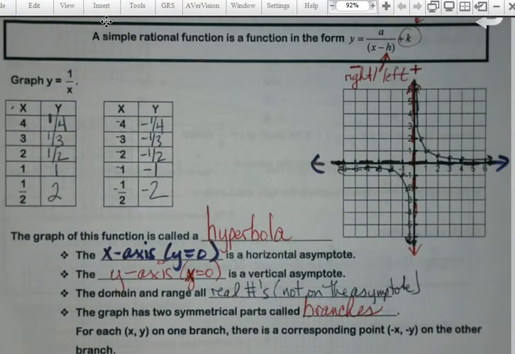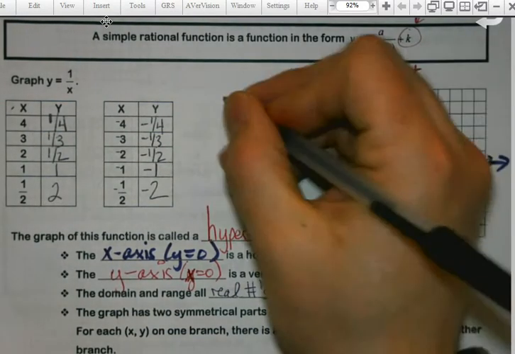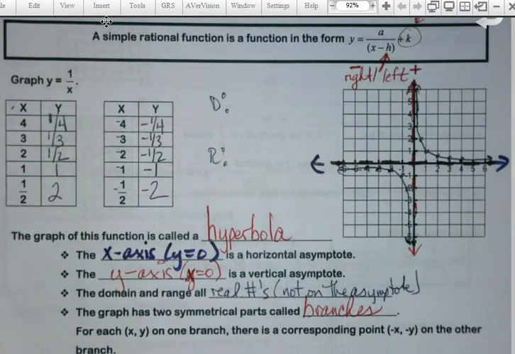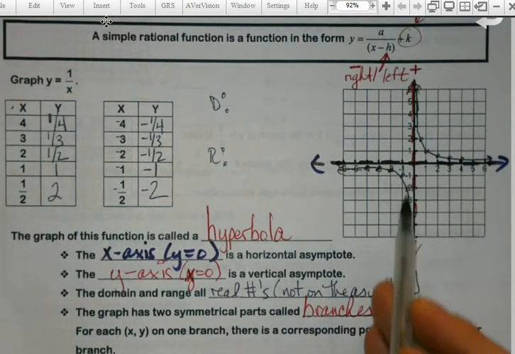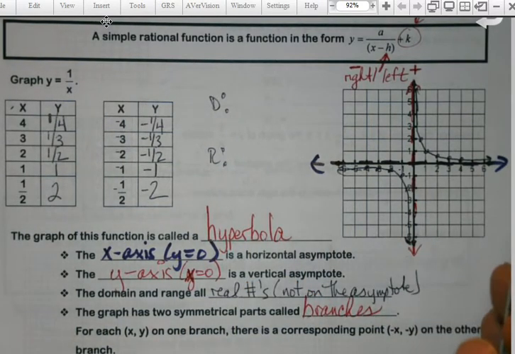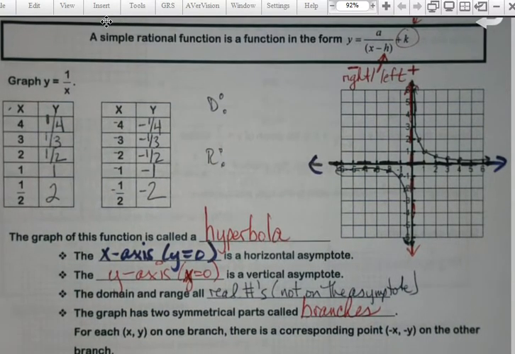So you're like, okay, so what exactly does that mean? What that means here is when I go to do my domain and range, if I was asked to do that on this first one, my graph goes forever to the left, my graph goes forever to the right. What one value will it never touch?